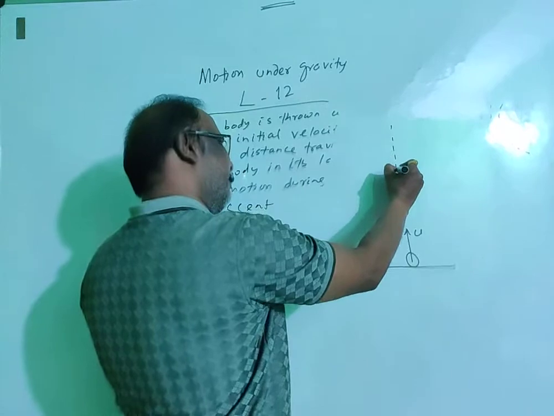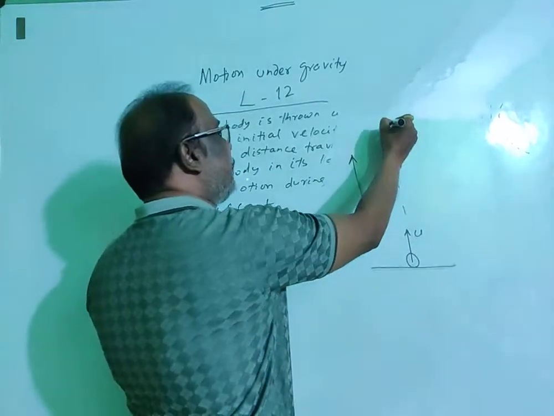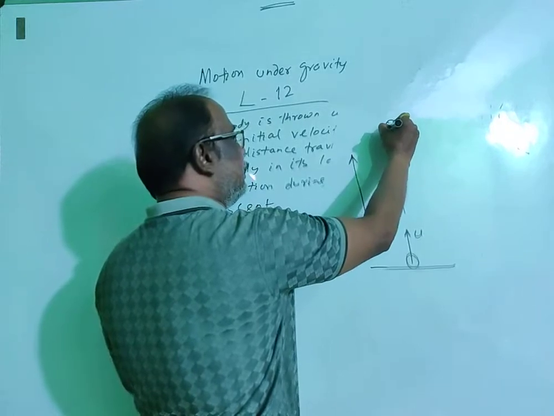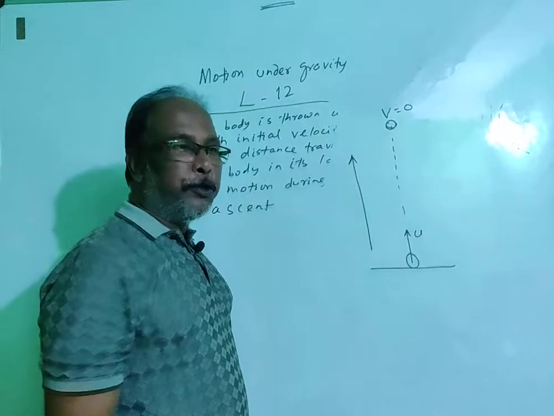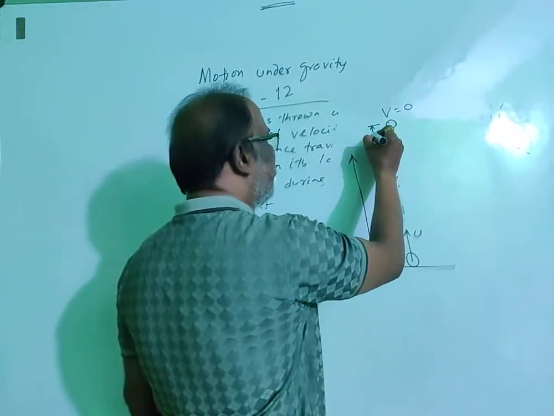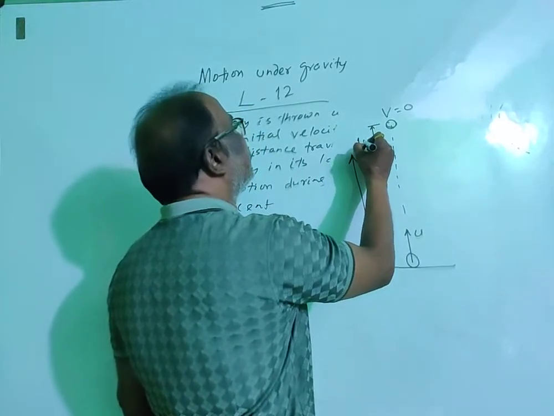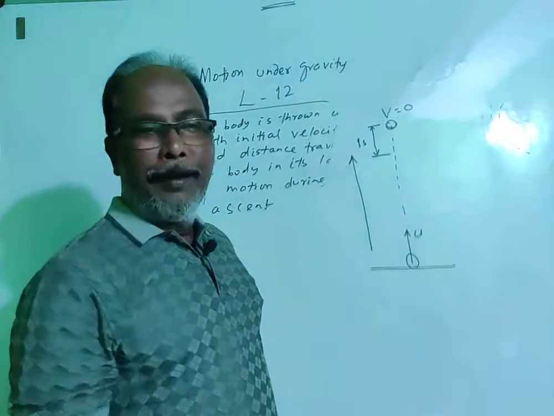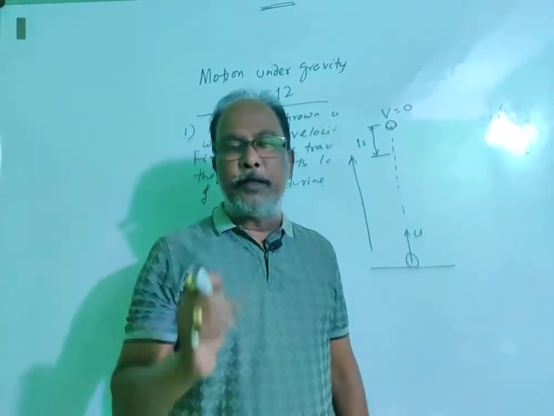Body goes up. This is ascent. During time of ascent, let this be the final position, and here the velocity of the body is 0. And you have to find the distance travelled by the body, this much distance, in the last second of its motion.